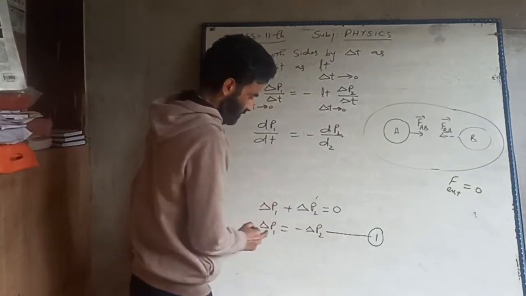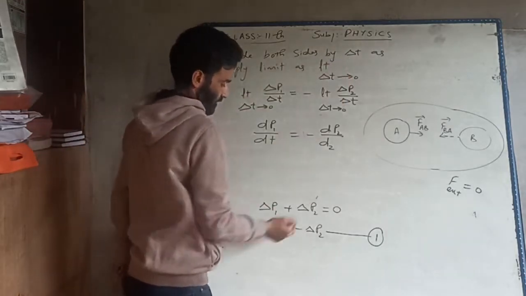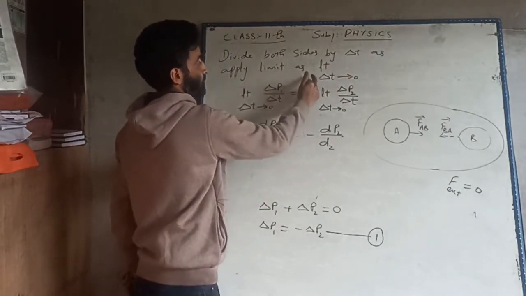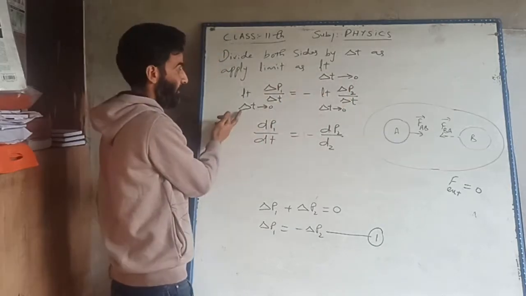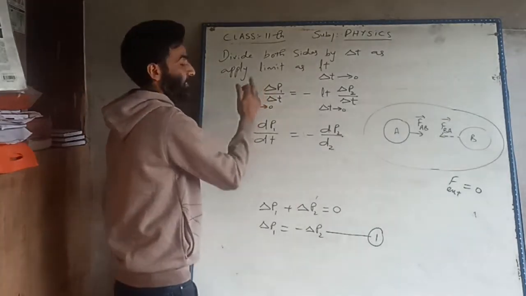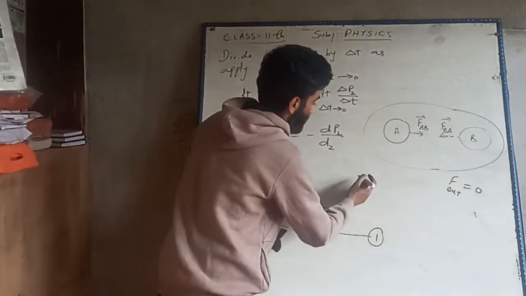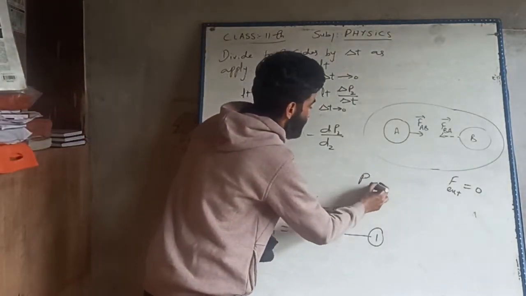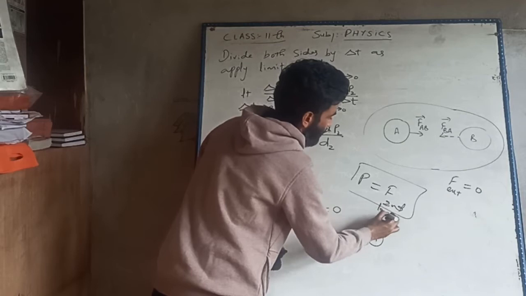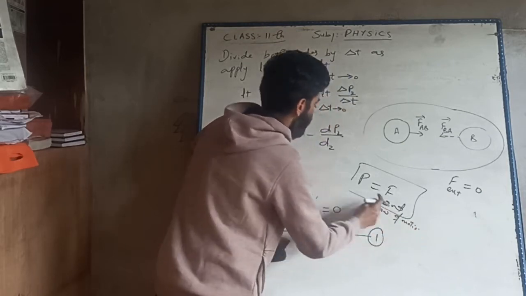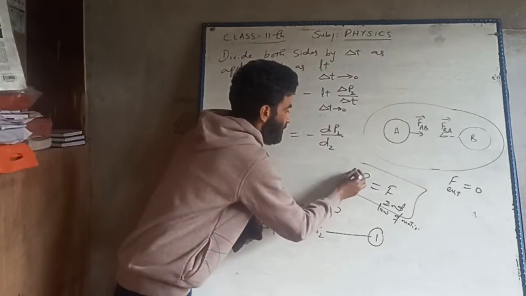See, this is the first equation which we got: delta P1 is equal to minus delta P2. Now divide both sides by delta T, and put the limit tending to 0. When we apply the limit delta T, this delta change gets converted into the differential dP1 by dt and dP2 by dt. And by the second law, you know that the rate of change of momentum is equal to the force. This is the second law of motion, so if we apply it here, we get this change in momentum dp by dt.